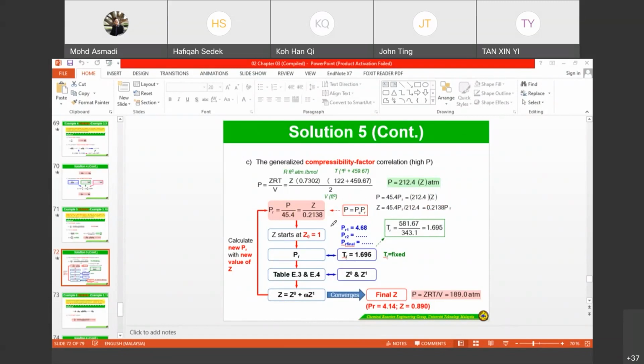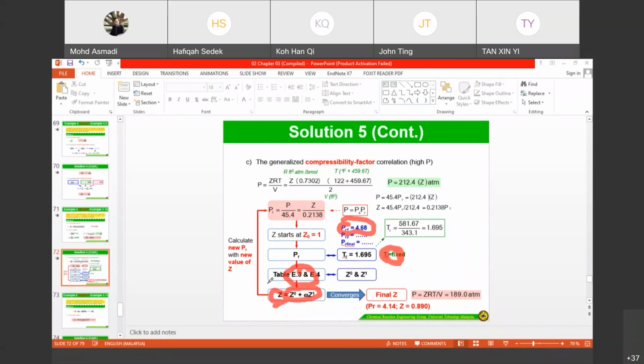Then rearrange this equation. The first thing is you have to guess the first pressure, any value. For example, you can get 4.68. Then you have to substitute. You have to do the interpolation with TR, because TR is fixed. Refer to tables E3 and E4 to determine Z0 and Z1, and you calculate Z0 plus omega Z1, and you can get Z.